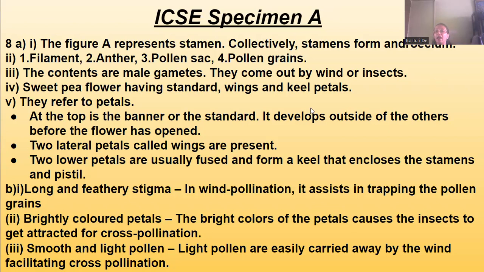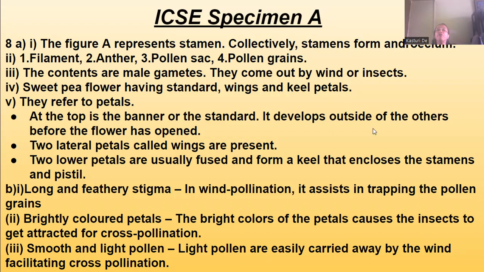The contents are the male gametes, the pollen grains, and they come out by wind or insects. So this is the male part, and they come out by wind or insects or any animals. The sweet pea is the flower which has these parts, that is standard, wings, keel petals, etc.